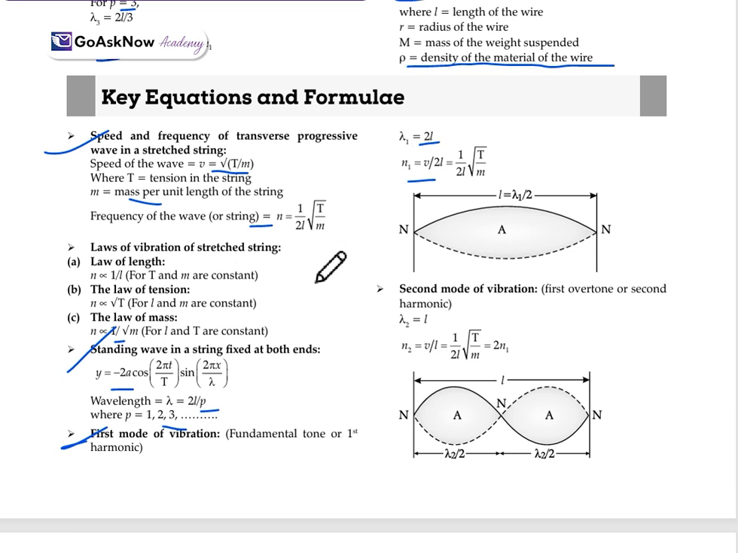Now for the second mode of vibration, the first overtone or the second harmonic. So lambda 2 is equal to L. So N2 is equal to V upon L. So 1 upon L square root of T upon M, which is equal to twice of N1. So this structure is representing the node and antinode as well.